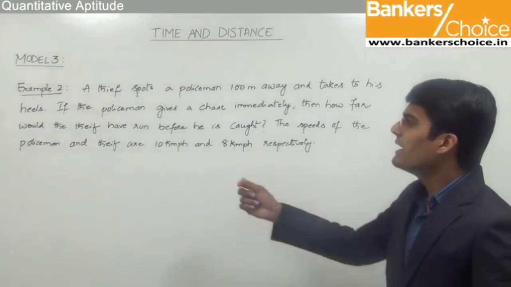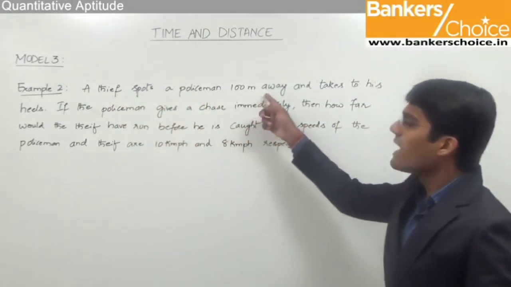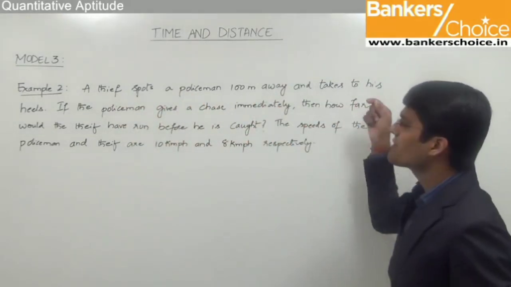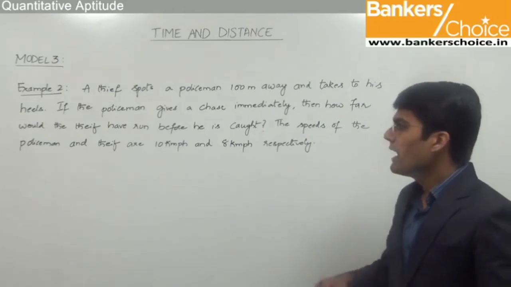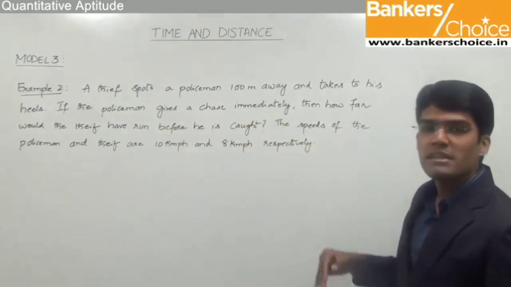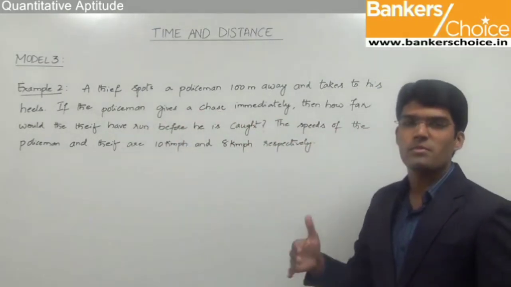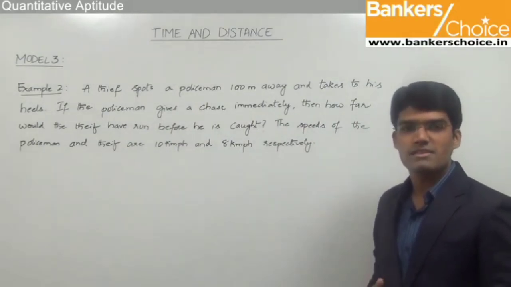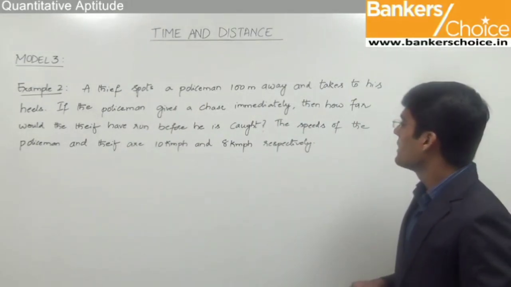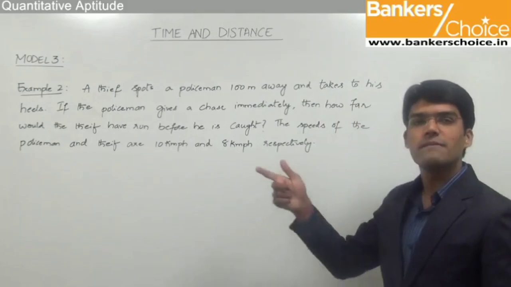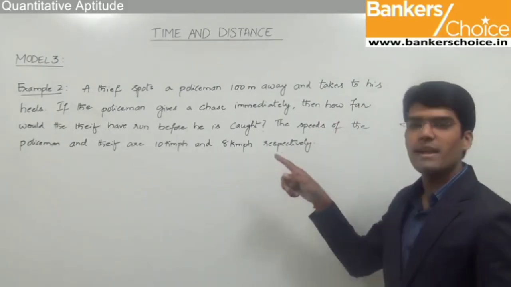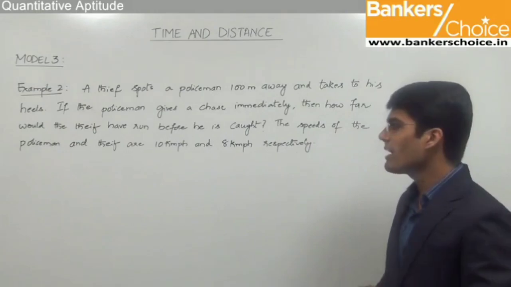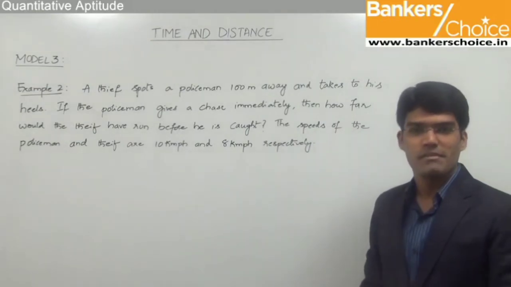So as given here, a thief spots a policeman 100 meters away and takes to his heels. That means he starts running immediately. And the policeman gives a chase immediately. So as soon as the policeman spots the thief, he also starts chasing the thief there. So the question is, how far will the thief run before he gets caught by the policeman? And the speeds of the policeman and the thief are 10 kilometers per hour and 8 kilometers per hour respectively.